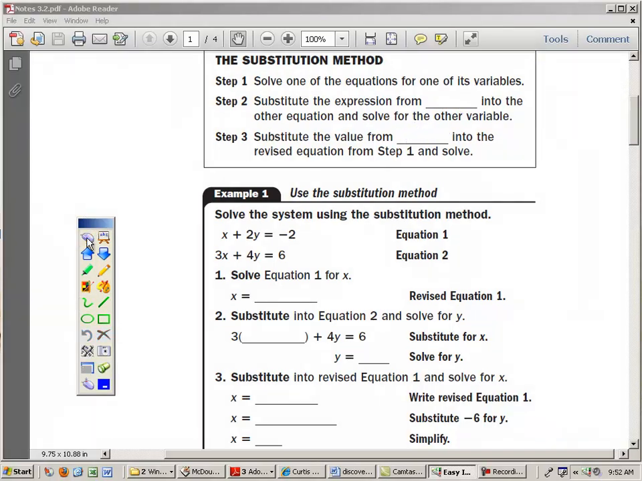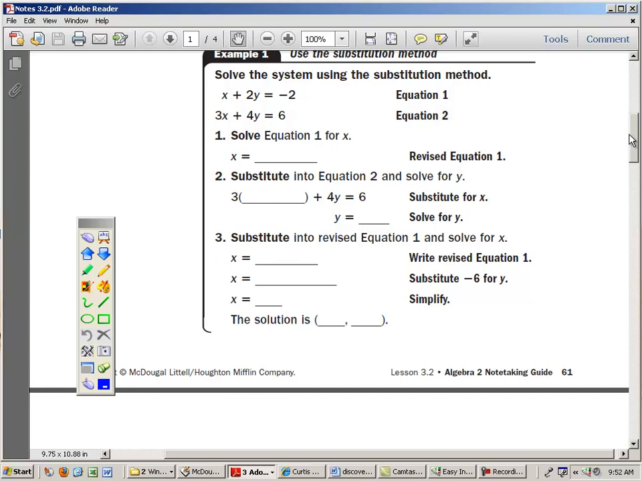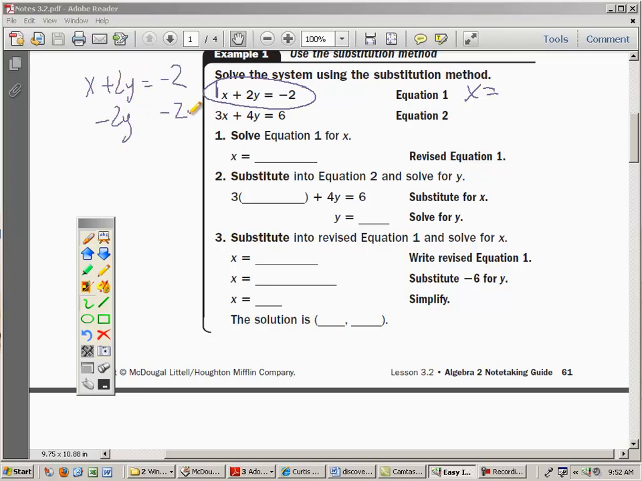All right, so the first thing is a problem involving substitution. It says we're going to solve this system of equations using the substitution method. So here's our system. The first equation is not exactly solved for x or y, but since we've got one x here, we can easily solve it to make it say x equals. If I take x + 2y = -2 and subtract 2y from both sides of my equation, this is now x = -2y - 2.